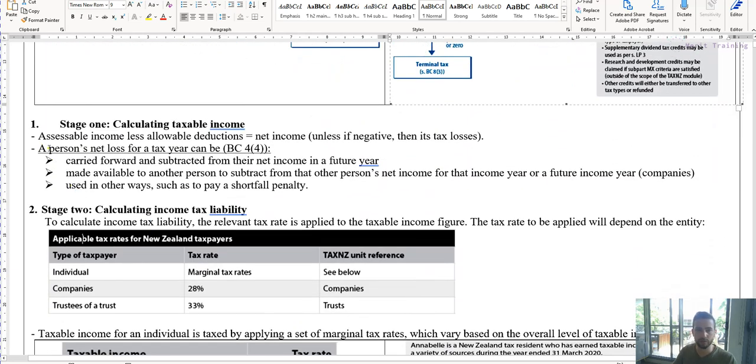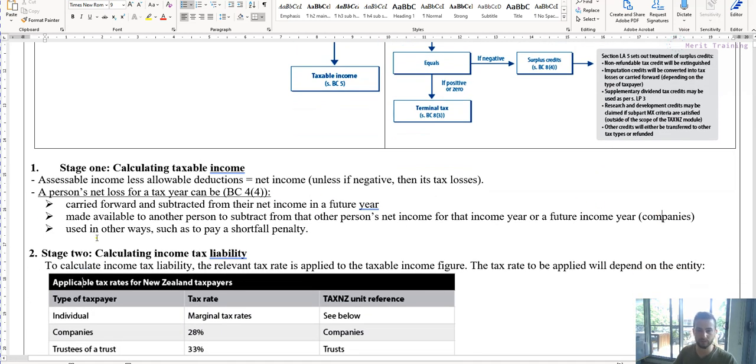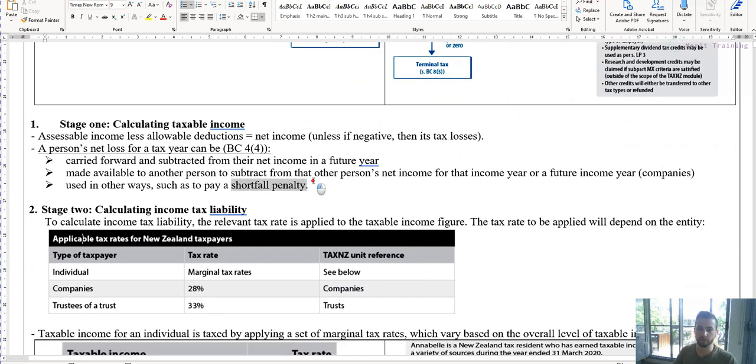So what can you do with a loss? Per BC 4, these may be carried forward and subtracted from net income in a future year. So next year, as I mentioned before, if you have a 100K loss and next year you have 100K net income, you can reduce that to 0 and you don't have to pay any tax on that. Or it could be made available to another person to subtract from their income, but that's for companies, not individuals. Or it could be used in other ways, such as to pay a shortfall penalty. We'll talk about what a shortfall penalty is later on, but basically the commissioner can say, you've done this wrong, therefore I'm going to give you a penalty, and that can be above and beyond your actual tax payment bill.